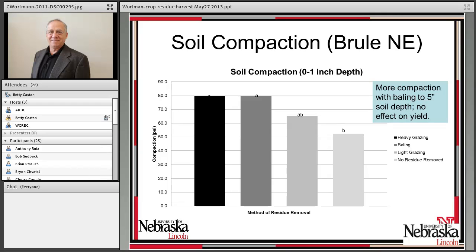The question is, is it agronomically important? And as Aaron pointed out, there has not been a significant effect on yield. And actually the best observed yield over the years has been with the heavy grazing. Now, I should point out, this is a no-till situation. A lot of people will say that grazing and no-till are not compatible. Well, this suggests that there is not a problem with grazing if you want to do no-till.